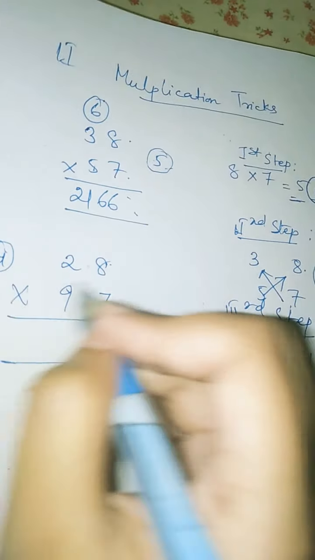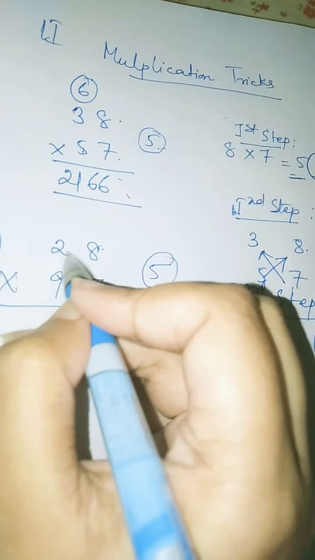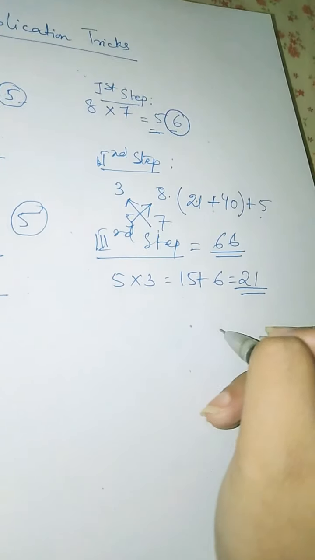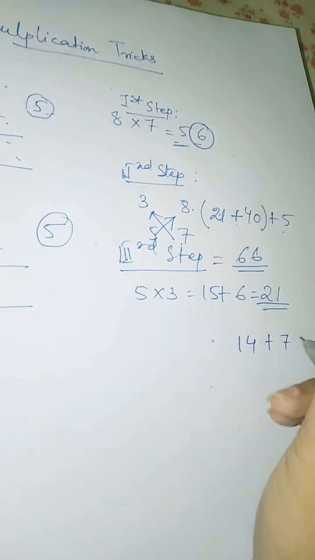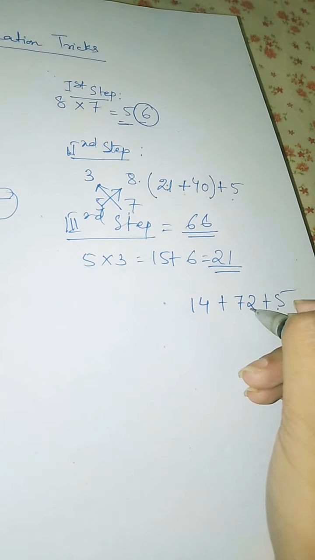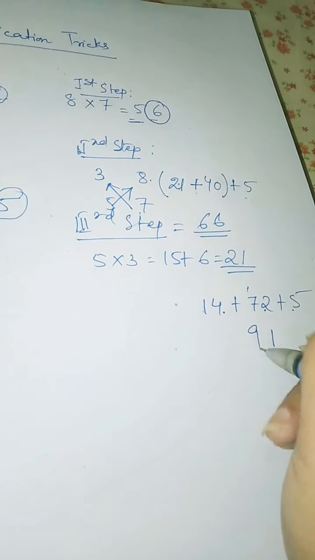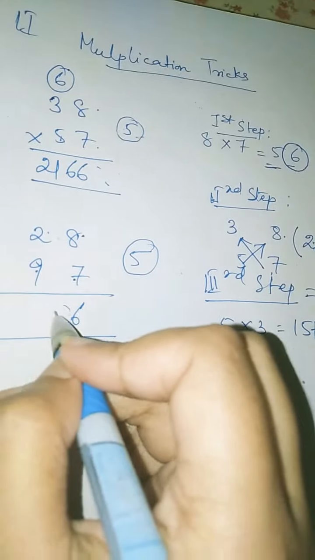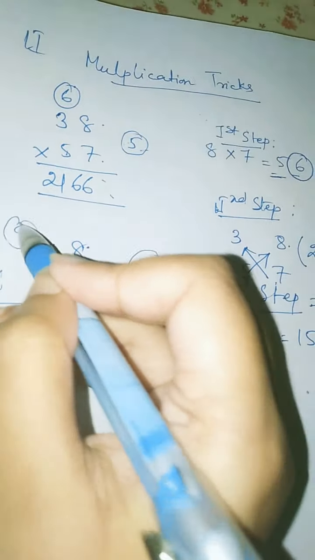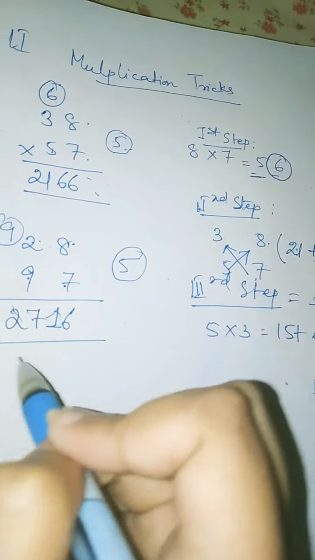Now we know 8 7s is 56, 6 5. Now 7 2s are 14, and 9 8s are 72. So here we will add 14 plus 72 plus 5. So we know 5 plus 2 is 7, plus 4 is 11, 7 8 9. So it is 91. Out of 91 we will write here 1, and 9 will be carried forward. Now 9 2s are 18, 18 plus 9 is 27. So here is my answer.